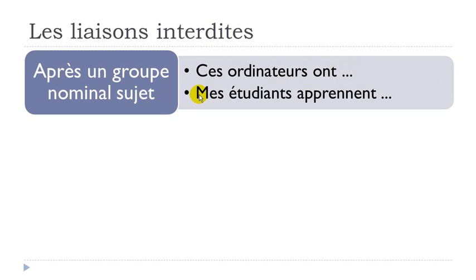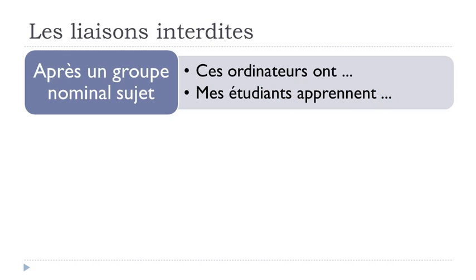Same thing here. Mes étudiants apprennent. And the sentence continues. So the concept is quite strict. Remember, you've got your subject, so it must be something like that, a group of words, and after that you won't make the liaison with the verb.